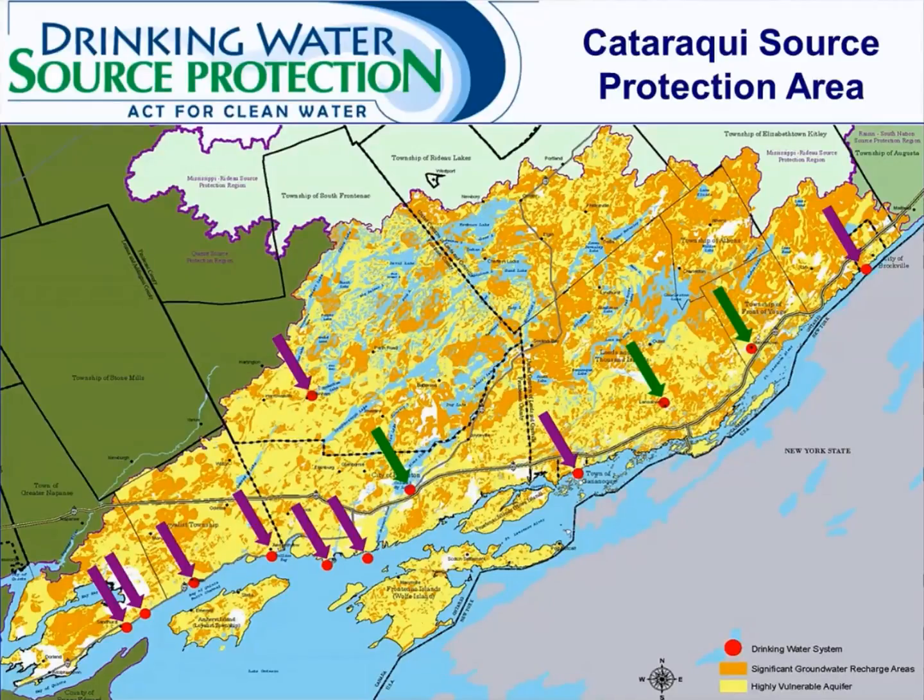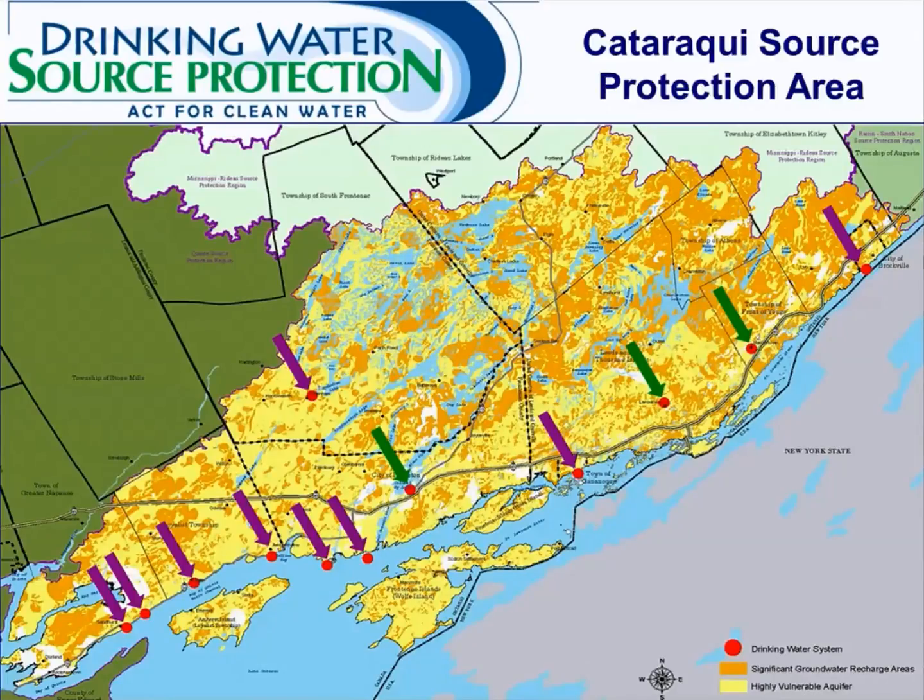Drinking water systems that rely on surface water sources are indicated by purple arrows, while groundwater sources are indicated by green arrows. About 80% of the Cataraqui Source Protection Area residents live in an area that is served by a municipal water system, which draws water from either surface or groundwater. Protection zones are mapped around these drinking water sources. For surface water, they are called intake protection zones, and for groundwater, they are called wellhead protection areas. The balance of the population relies on drinking water from private intakes or wells.